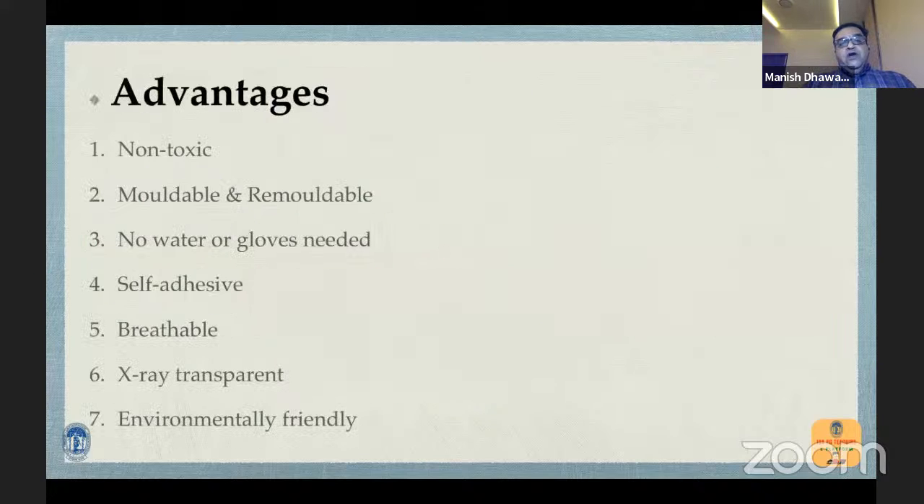So the advantage of wood cast is it's non-toxic, it is moldable and remoldable. You can reheat and you can remold it. Suppose swelling has gone and the cast has become loose, you can remold it. No water or gloves are needed. It is self-adhesive. It is breathable, X-ray transparent, and it is environmentally friendly.